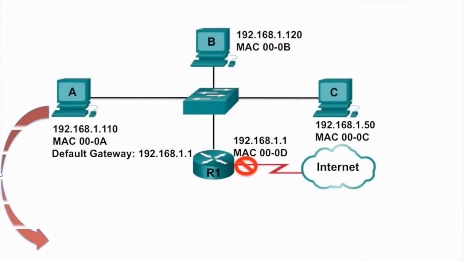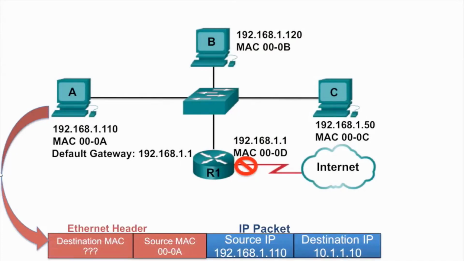In this video, PCA has an IP packet, source IP address itself at 192.168.1.110, and destination IP address 10.1.1.10, which is an IP address on a remote network. So the destination MAC address will be that of its default gateway, 192.168.1.1, the router R1 in this case.